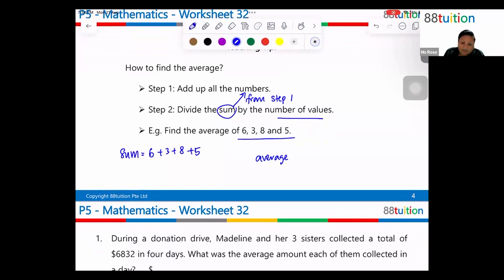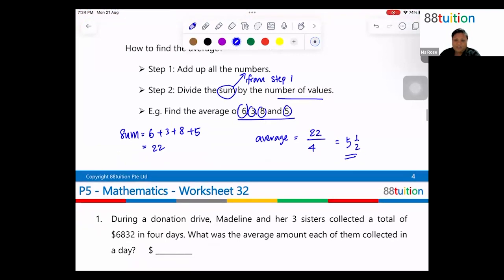So if you find the sum, what do you have? 16, 22. So to find the average, you take the sum divided by 1, 2, 3, 4. There are 4, so the count of numbers is 4. So 22 divided by 4 gives me 5.5. Thank you, Bella. So this is how you find the average.